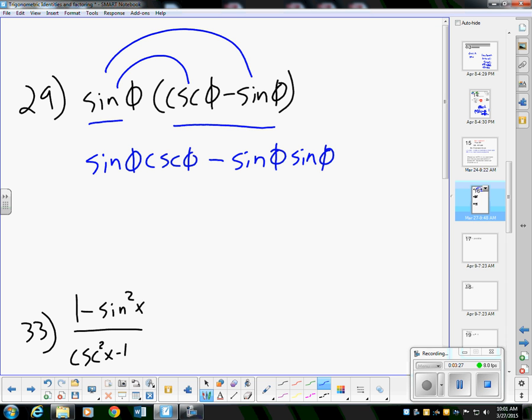Well, sine of phi times cosecant of phi is just sine of phi times cosecant of phi. Will it simplify? Yeah, it will. We'll talk about that in a second. What is sine of phi times sine of phi? It is sine squared of phi. Let me rewrite that because my board is not being nice.